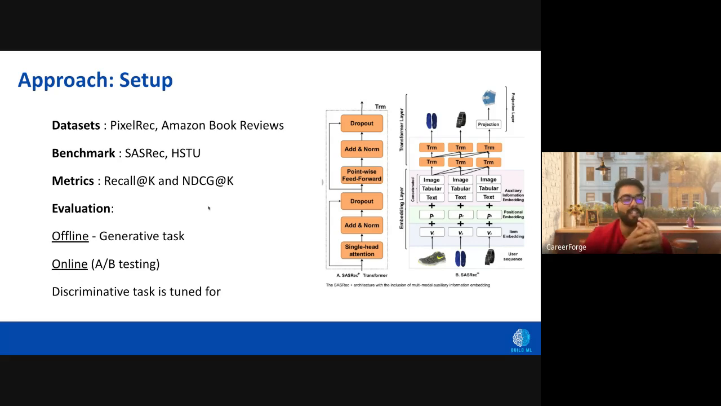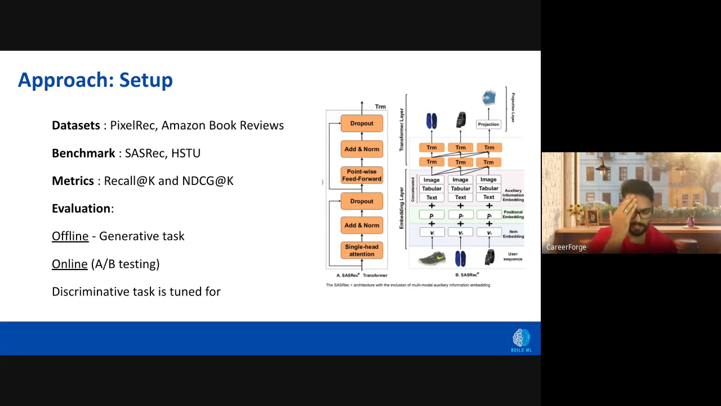And in terms of how they're evaluating the approach, like I mentioned, they have two different evaluation mechanisms. For offline testing against recall and NDCG, they are using a generator task. They're fine-tuning on the generator task. This generator task is also what SASRec and HSTU are trained for, so that makes a lot of sense. For the online A/B testing, they're using the discriminator task and training the model on the discriminator task.